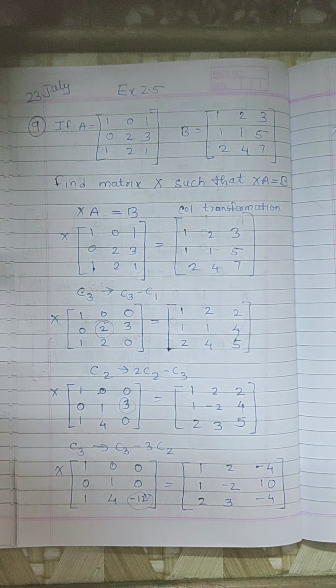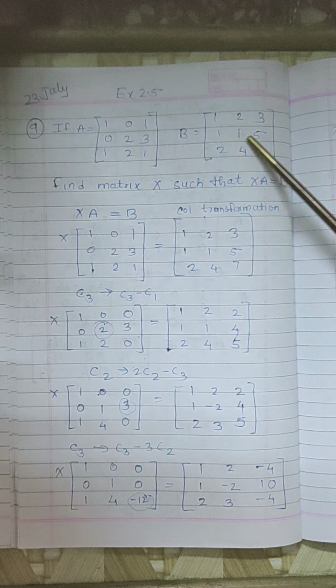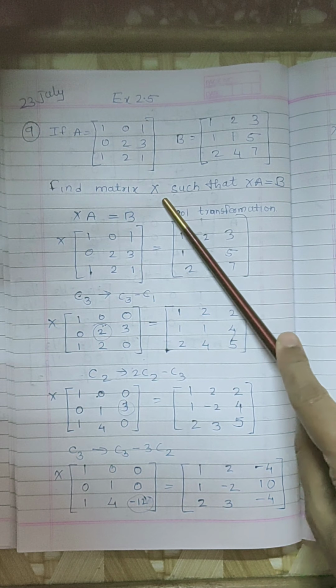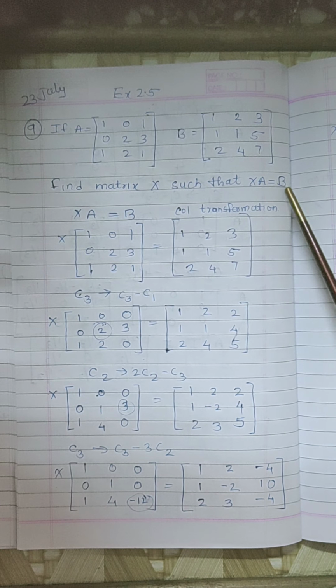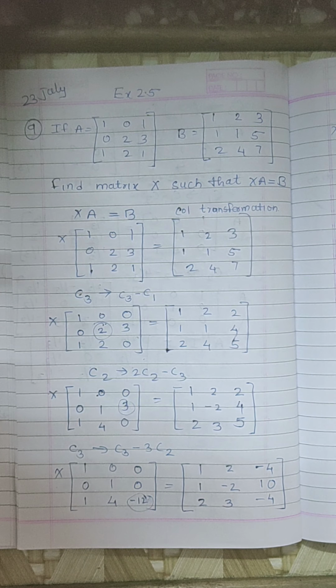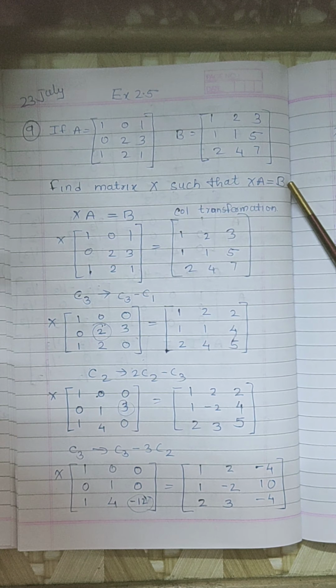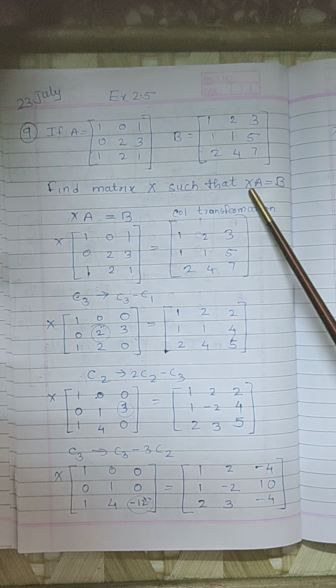Exercise 2.5, sum 9. Here matrix A is given, matrix B is given, and we have to find matrix X such that XA is equal to B. So matrix A is given, matrix B is given, and you have to find matrix X.